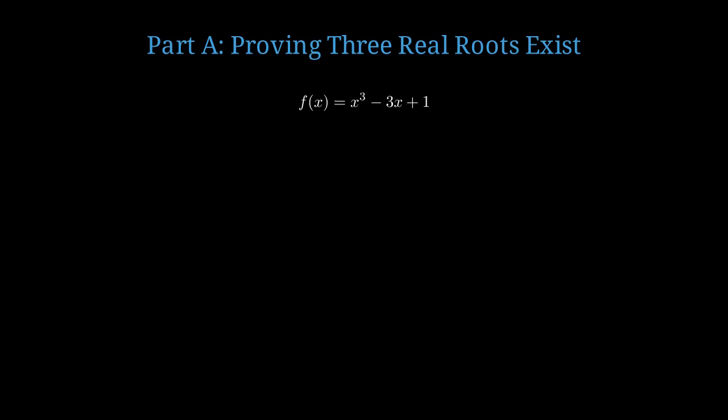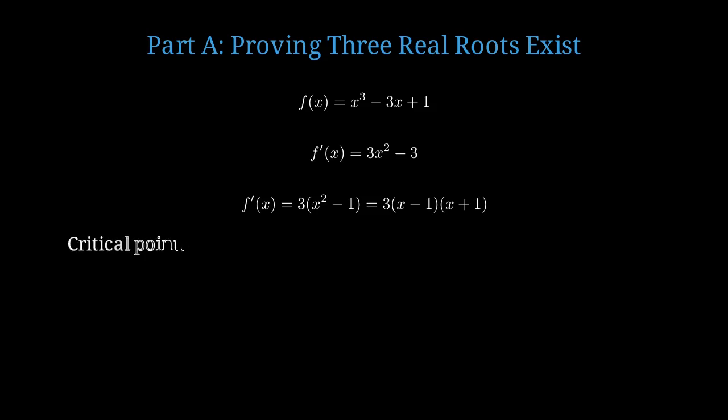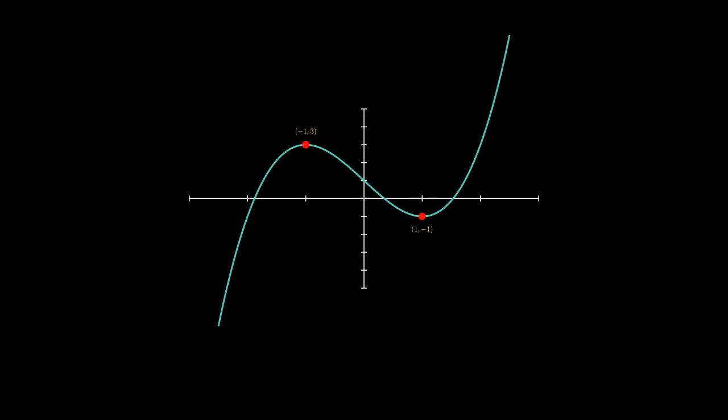We start with our function f(x) = x³ − 3x + 1. Taking the derivative, we get f'(x) = 3x² − 3. Factoring, we get 3(x − 1)(x + 1). Setting the derivative equal to 0, we find critical points at x = −1 and x = 1. The graph shows a local maximum at x = −1 and a local minimum at x = 1.